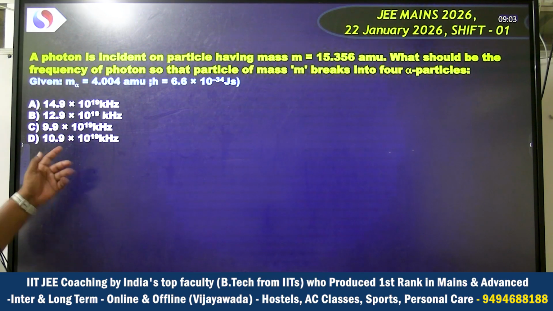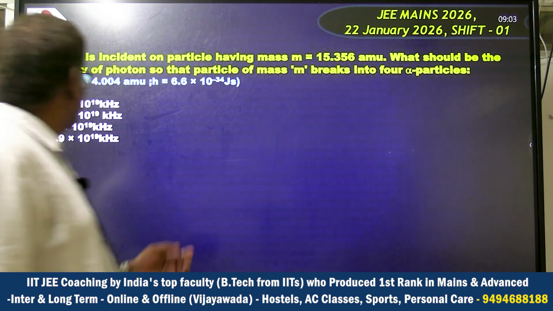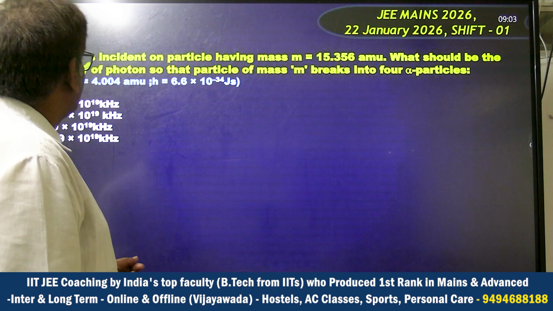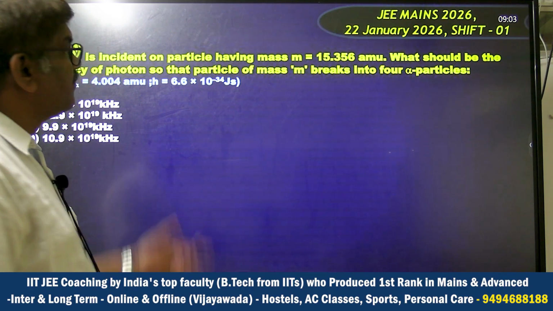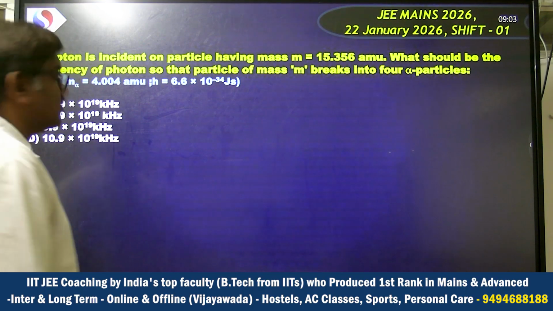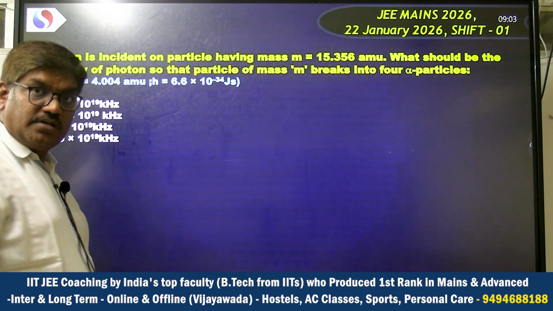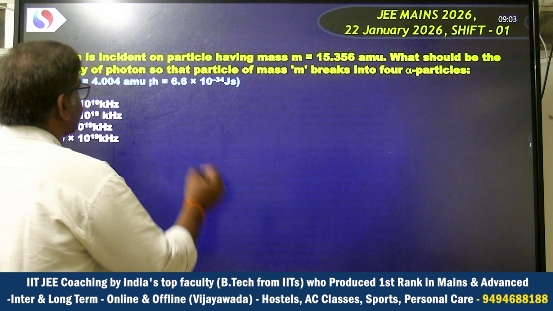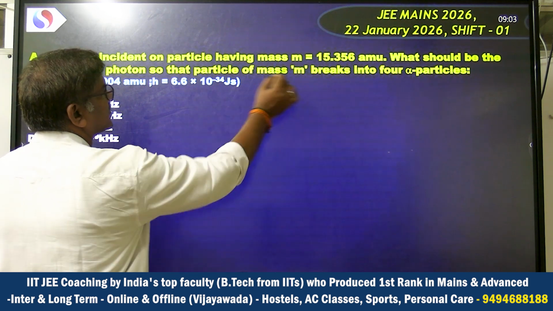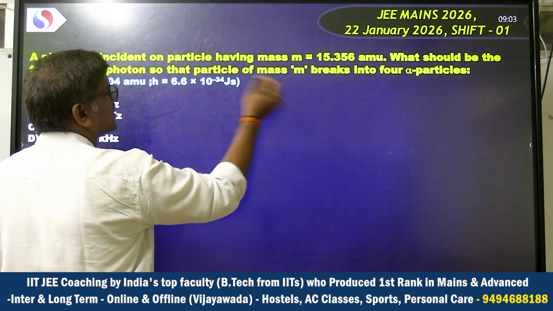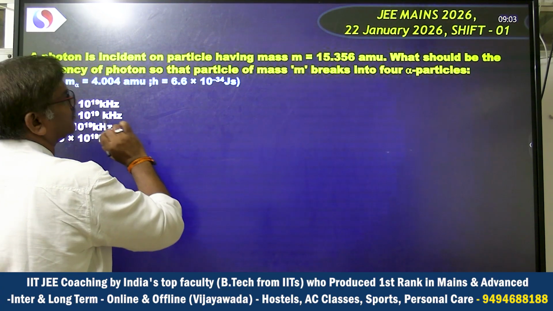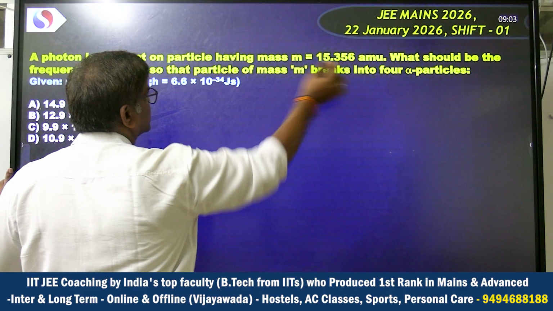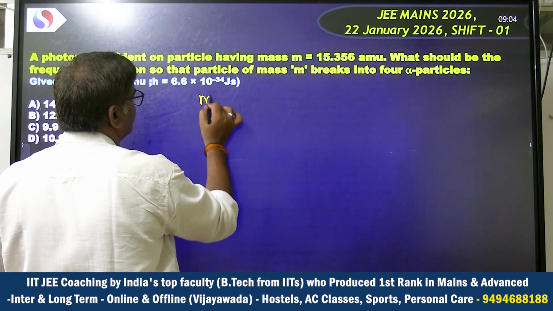Quite an easy question, the previous one. Okay, this is the exact question. The photon has this mass. What should be the frequency of the photon when it breaks into 4 alpha particles? So this is a question on the nucleus, mass defect. When this is split into alpha particles, these masses are already given to you. The mass is given as 15.356. What is the mass of 4 alpha particles?